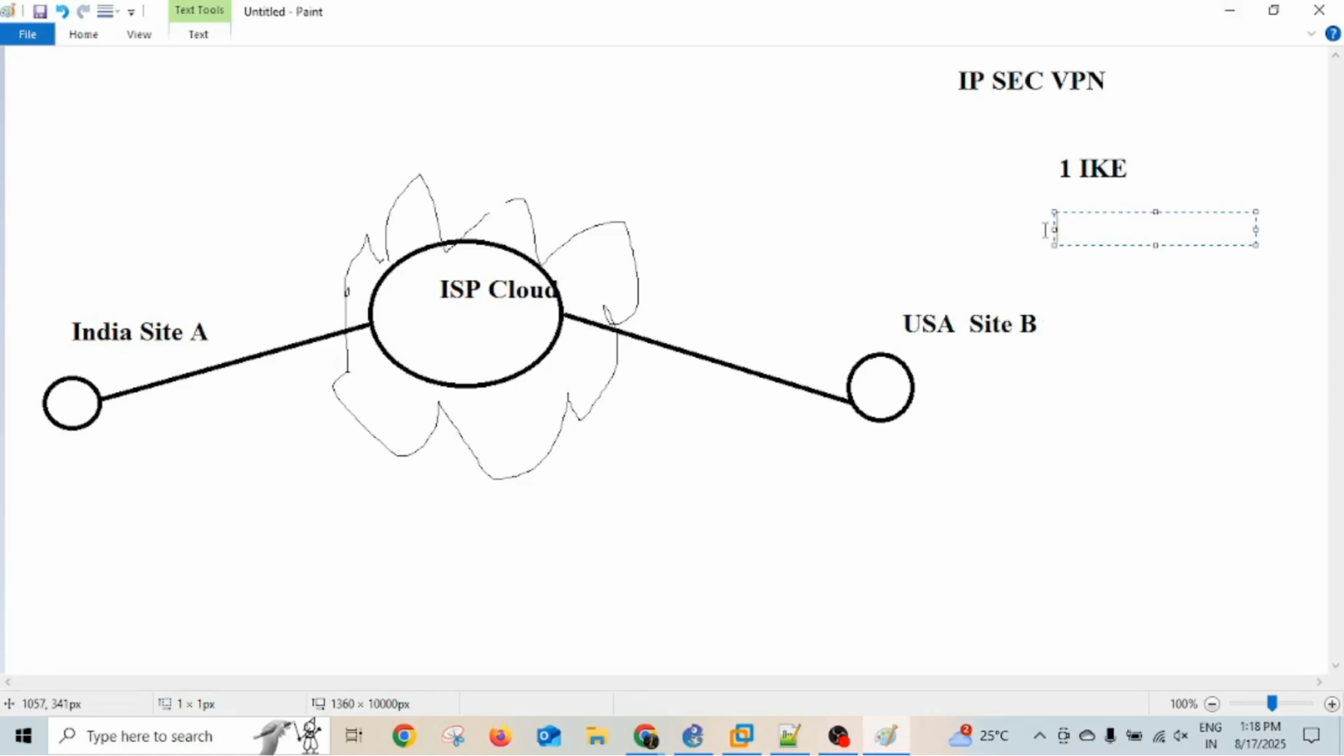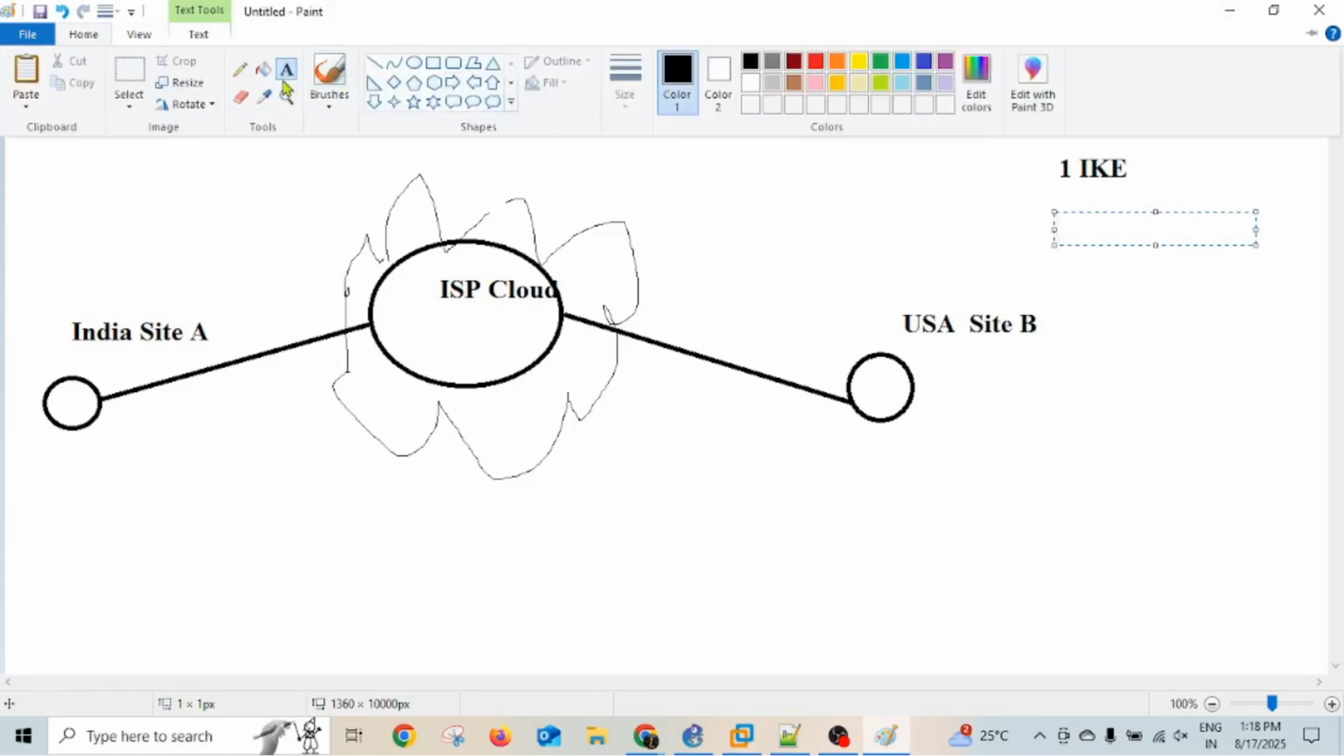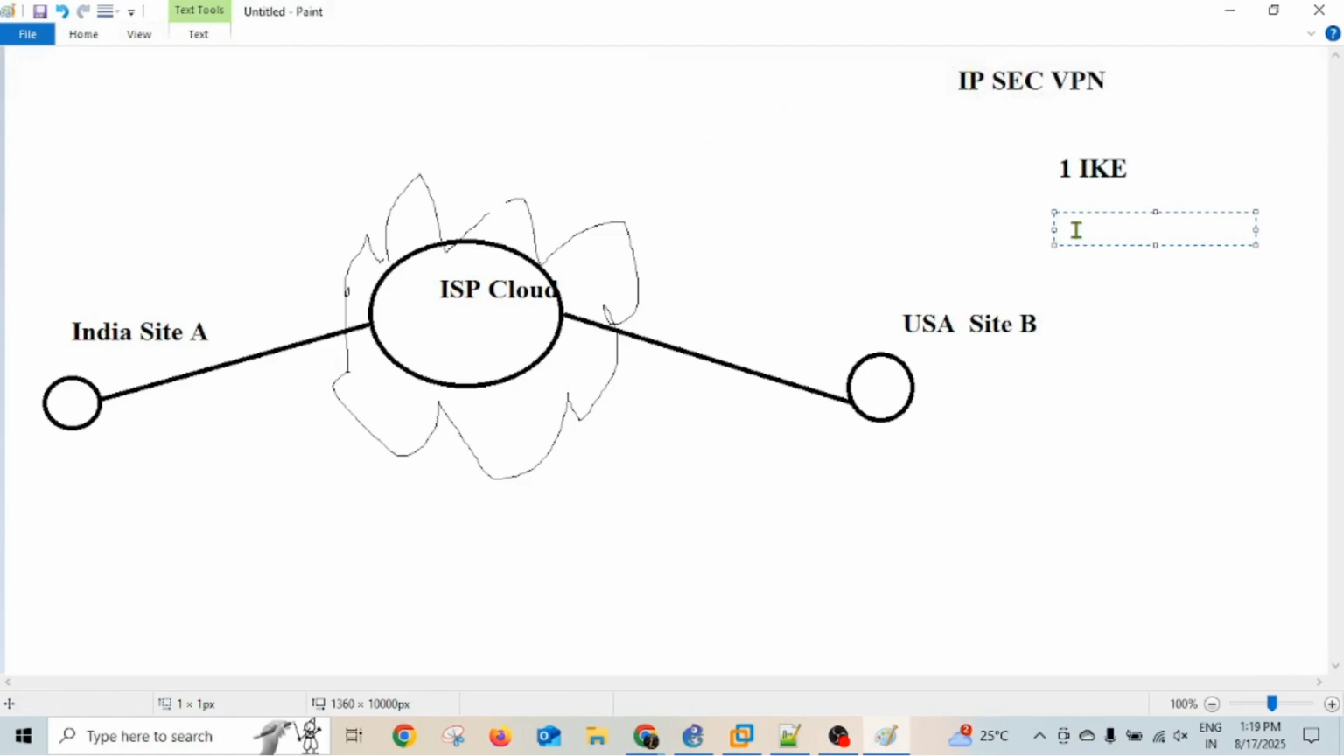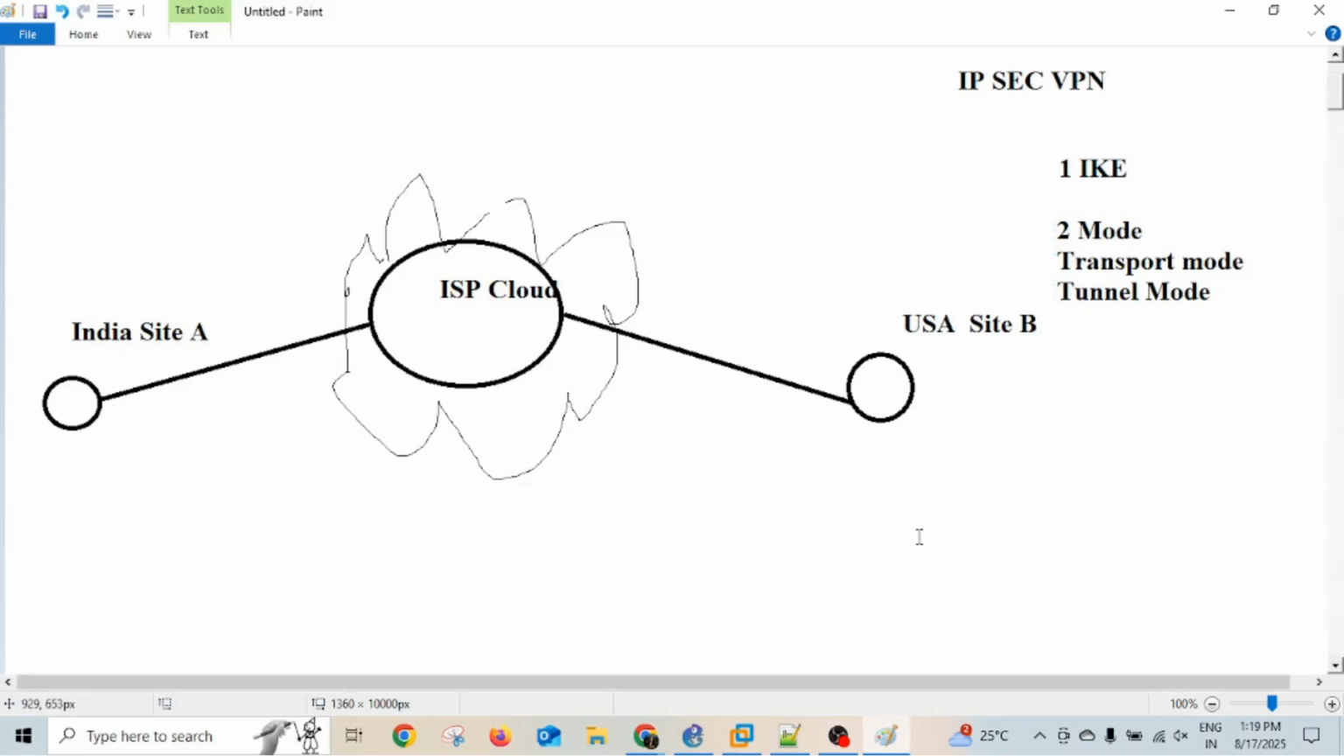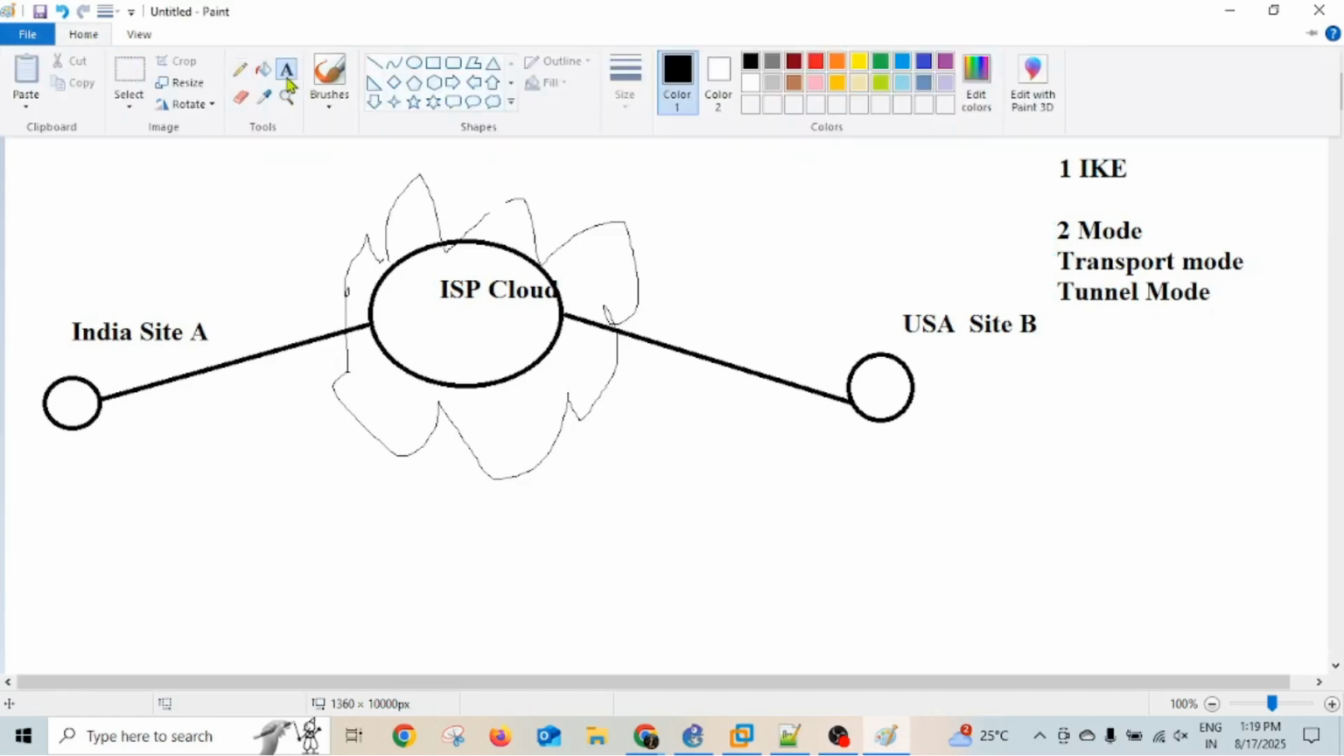For anti-replay protection, there is a mode. There are two modes: transport mode and tunnel mode. Tunnel mode is commonly and widely used in site-to-site VPNs.